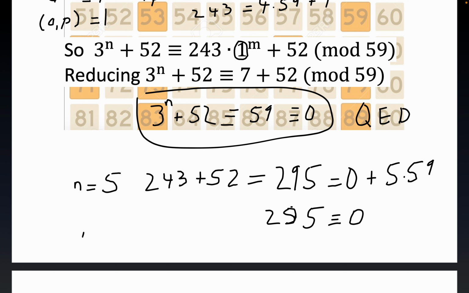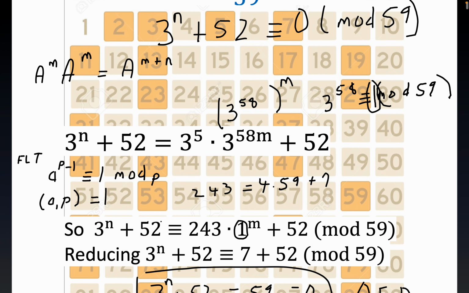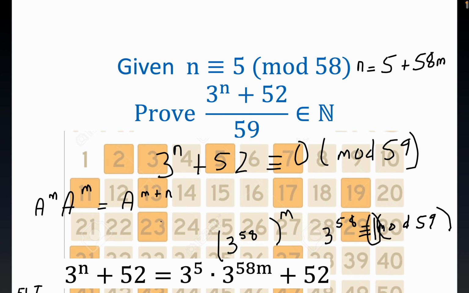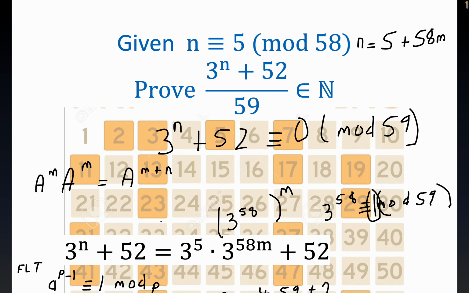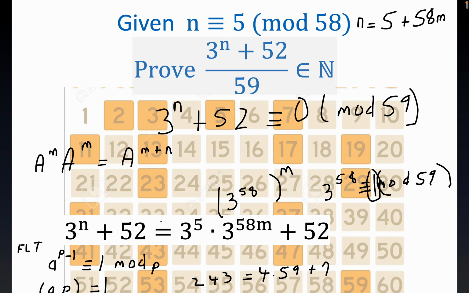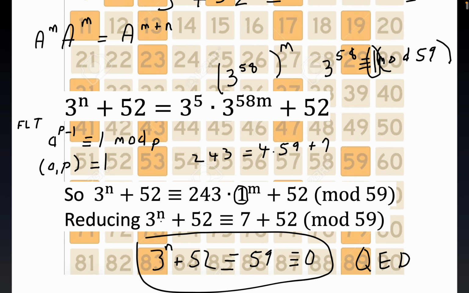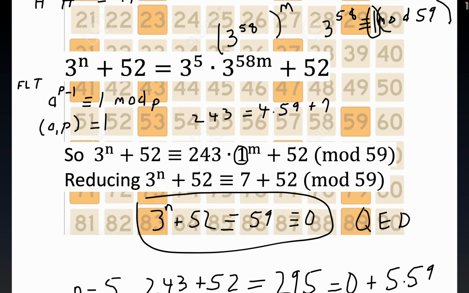Also, you could try it out for n equals 63, but you wouldn't be able to do that calculation in your head. You'd need something else, right? N equals 63, 63 and 5 are congruent mod 58. But in any event, folks, that's the end of the proof. I hope you liked it. I always like these kind of pure number theory results that depend on Fermat's little theorem, Euler's theorem, etc. Anyway, that's it. Thank you for viewing.